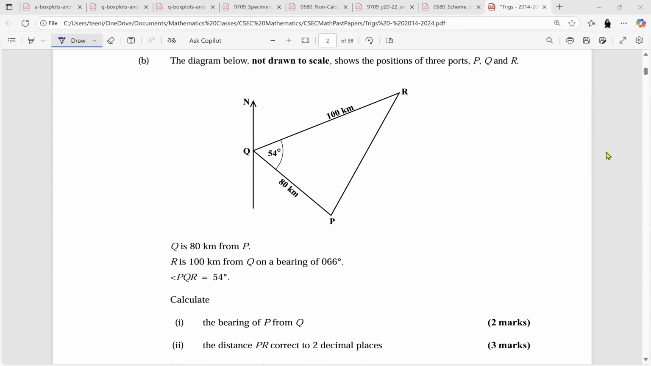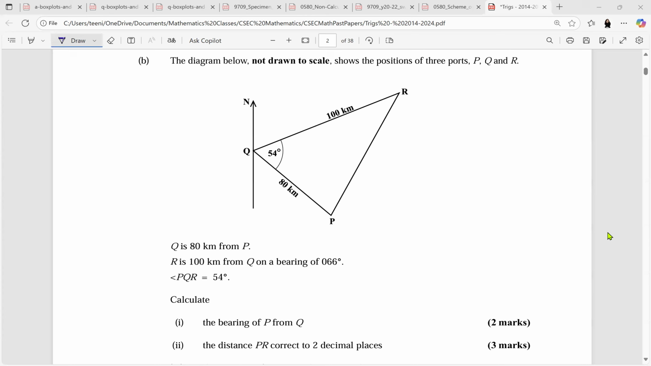Right. The diagram below, not drawn to scale, shows positions of 3 ports, P, Q, and R. Q is 80 kilometers away from P. R is 100 kilometers from Q on a bearing of 66 degrees. And angle PQR is 54 degrees. Calculate the bearing of P from Q.